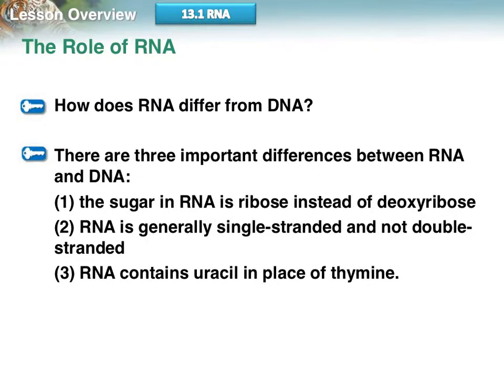Part of the decoding system involves RNA. RNA is a nucleic acid just like DNA, but there are three important differences between RNA and DNA. So the three differences: the sugar in RNA is called ribose instead of deoxyribose. RNA is a single strand, not double-stranded. And RNA contains the base uracil instead of thymine. So we use uracil as a base in RNA.